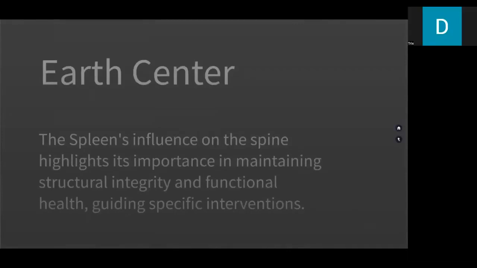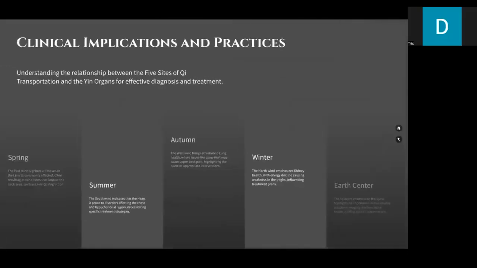The Earth Center, the spleen's influence on the spine, highlights its importance in maintaining structural integrity and functional health, guiding specific interventions.